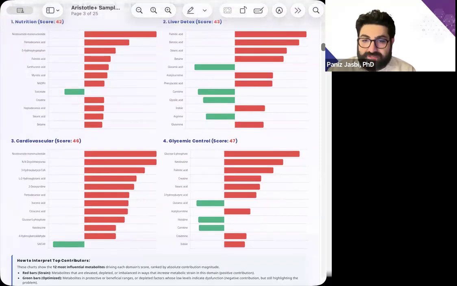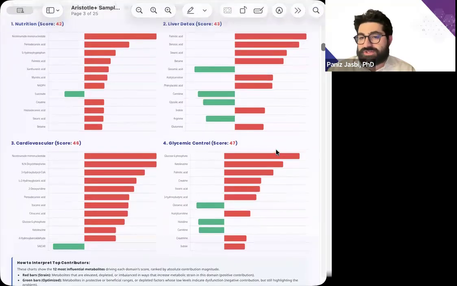And 2 rules matter here. Rule 1, these are weighted contributions, not raw concentrations. They combine deviation from a reference distribution with pathway importance and confidence weighting. So you interpret them as drivers of the score, not as standalone lab values, okay? Now, rule 2, red bars will indicate strain and green bars indicate protective or beneficial outcomes.